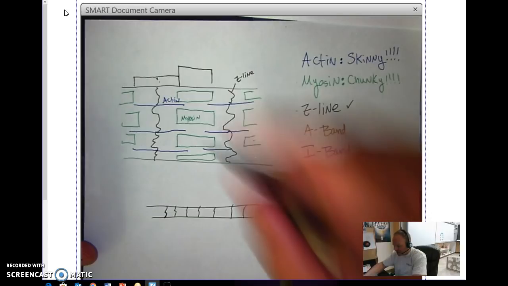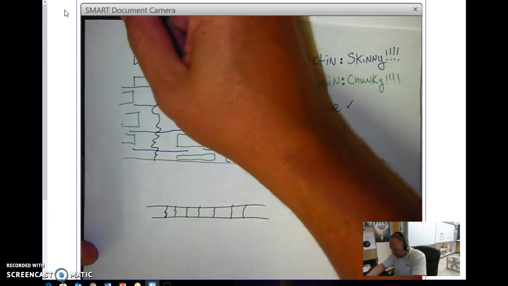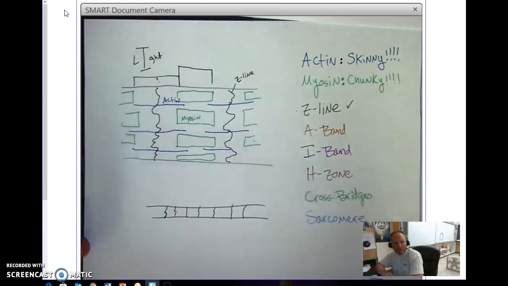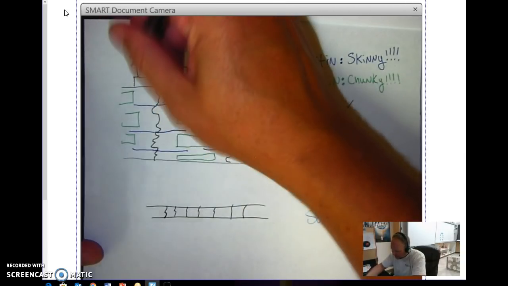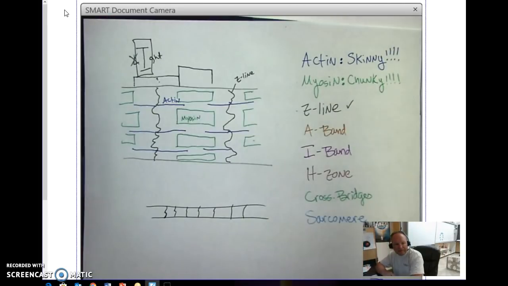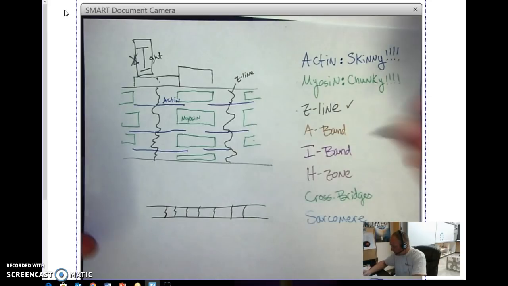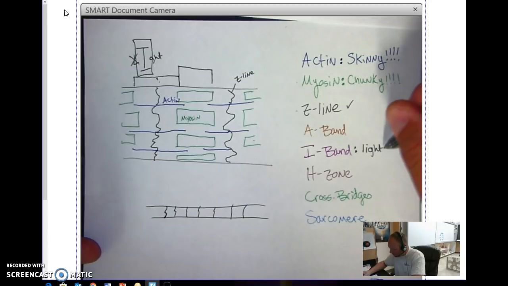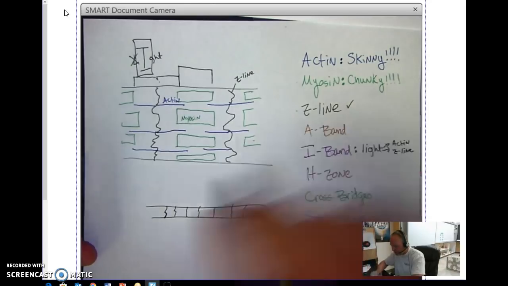Now, I wish they called this the light band. The light band would make so much more sense. But they don't call it the light band because the first letter was taken. So instead, they call it the I band. Now, the I band is a scientific name, if you look in your detailed notes, for the light region of a muscle. And it really only contains two things. It has my actin and it has my Z line.